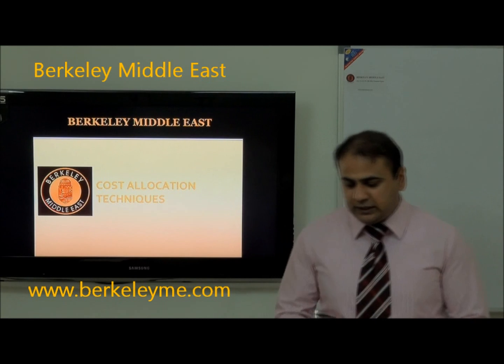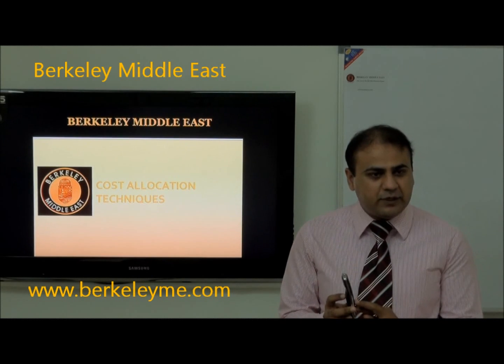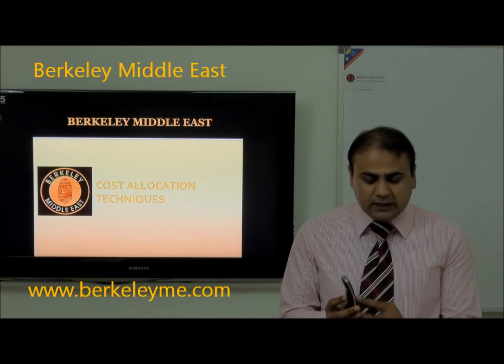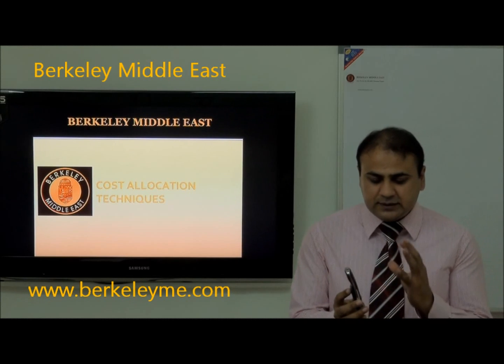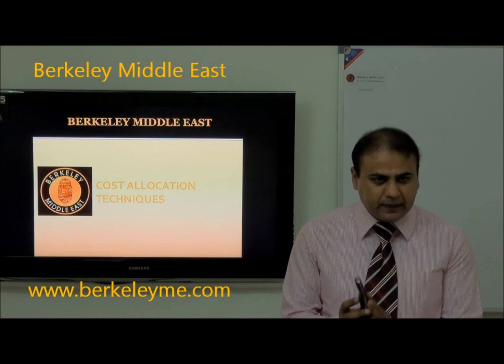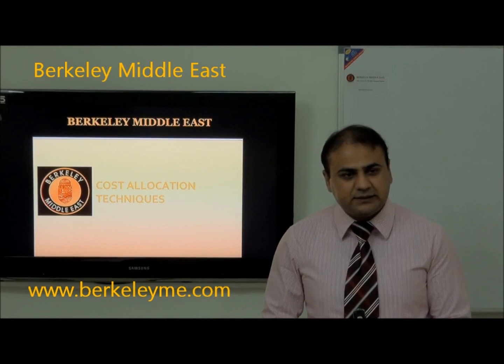For example, if this is a product, it has material, it has labor, it has overheads. So which overhead has been taken into this product? This is a method that we have to learn. Now there are two schools of thought. One school of thought says that only variable cost is a cost for a product.